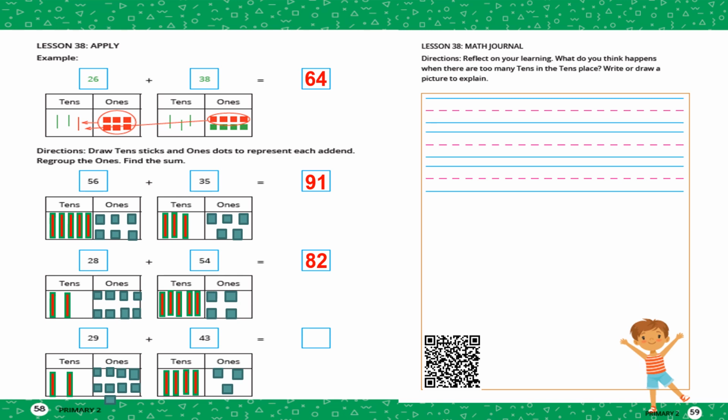43. How many sticks do we have? 4 sticks. How many small squares? 3 small squares. Now let's add 29 plus 43. 9 plus 3, after 9, 10, 11, 12. So we will write 2 and carry up 1 in tens. 1 plus 2 equals 3. 3 plus 4 equals 7. 72.